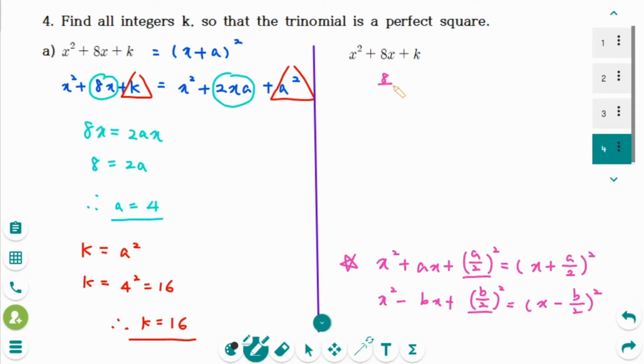So 8 divided by 2, then squared. 4 squared, which is 16. Therefore, k is 16. We have the same answer.